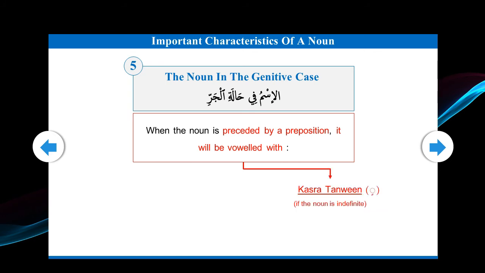Or kasra tanween if the noun is indefinite. Like for example, ja'a ar-rajulu rakiban 'ala farasin. 'Ala is like on in English.